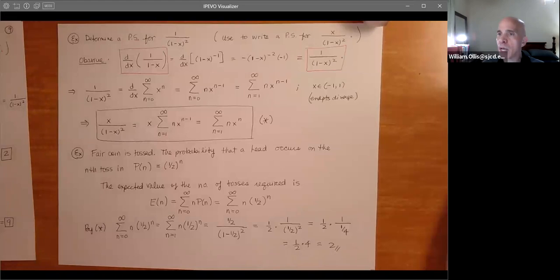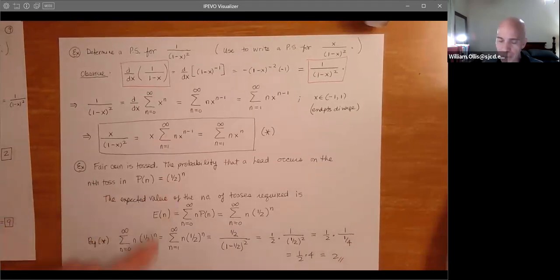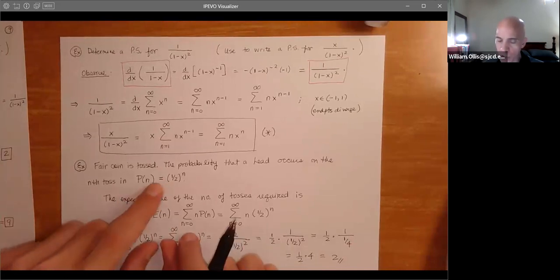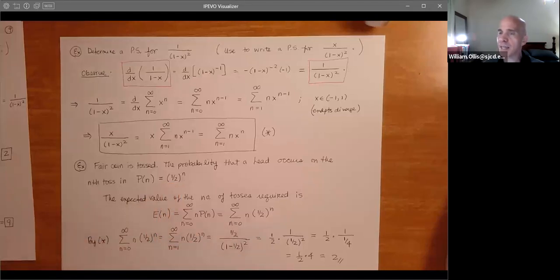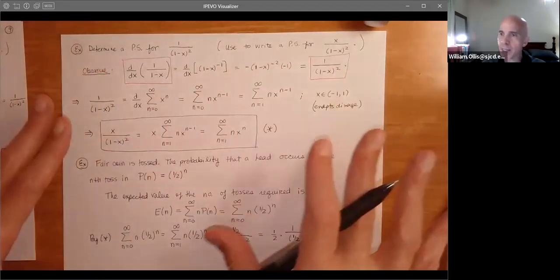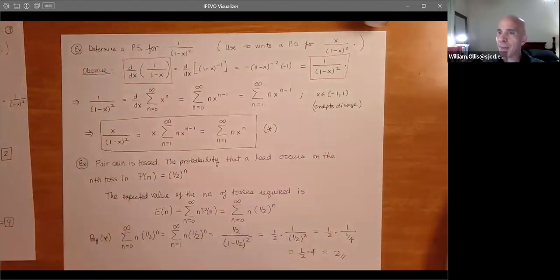You've got a fair coin. So if you're tossing a fair coin, you're thinking you're going to need, on average, 2 tosses before you get a head. Now, that's the expected value. You see the geometric probability here that you're tossing. You're basically saying the probability that you have success on the nth toss. Of course, for 1 toss, the probability of success is 1/2.